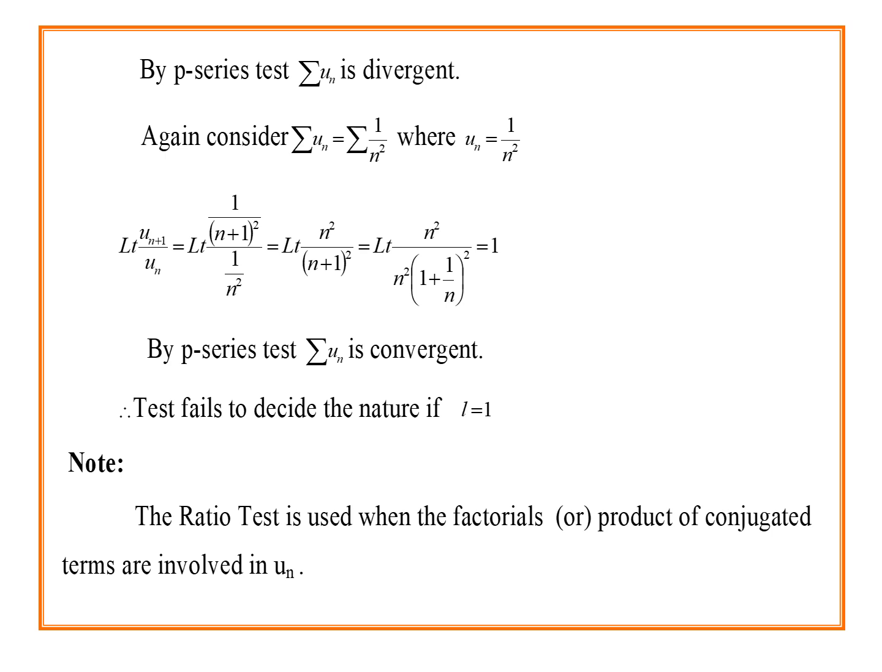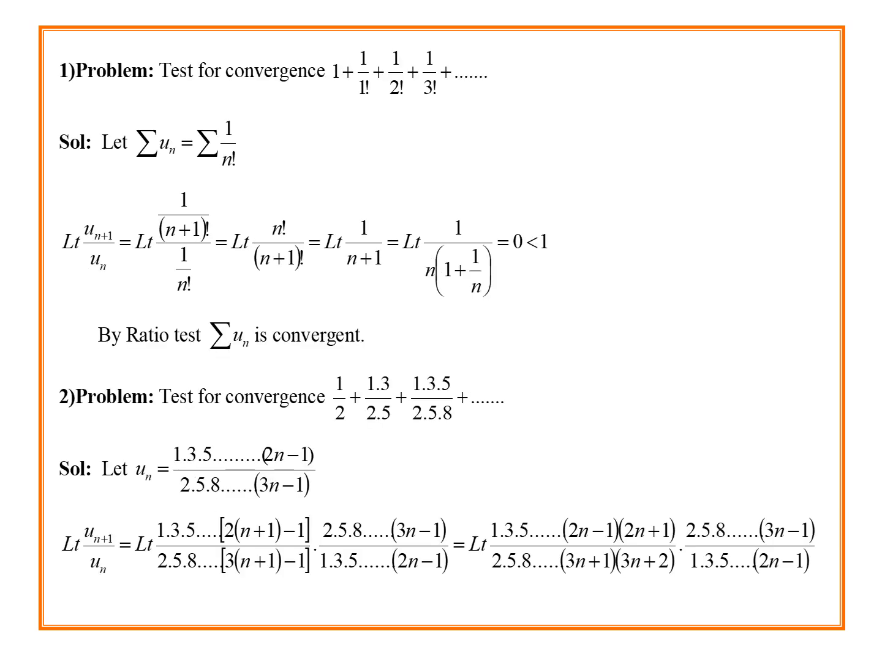Note, by using this theorem, the ratio test is used when the factorial or product of conjugated terms are involved in un. In this case, we can use the ratio test. Now, problems on the ratio test. First problem. Test for convergence 1 plus 1 by 1 factorial plus 1 by 2 factorial plus 1 by 3 factorial plus and so on. What you observe in this problem is that factorial notations are involved. So now we can use the ratio test.